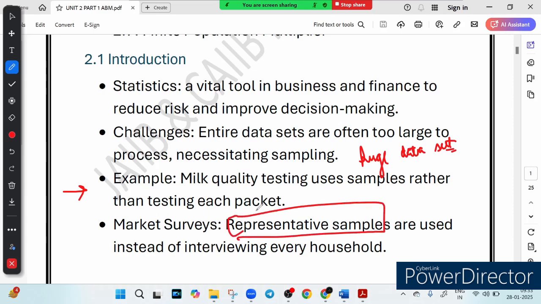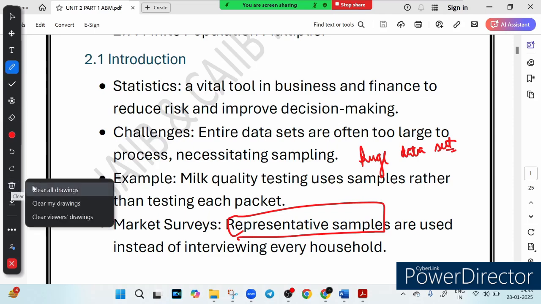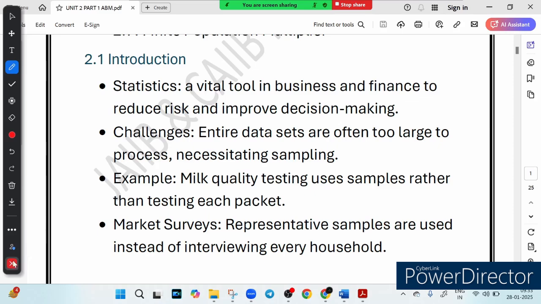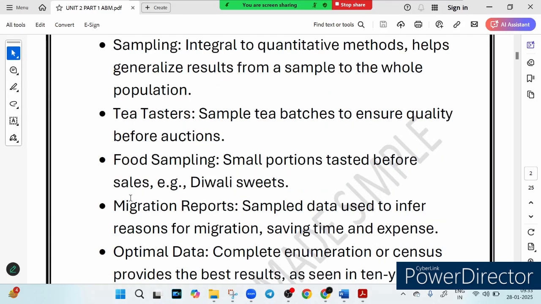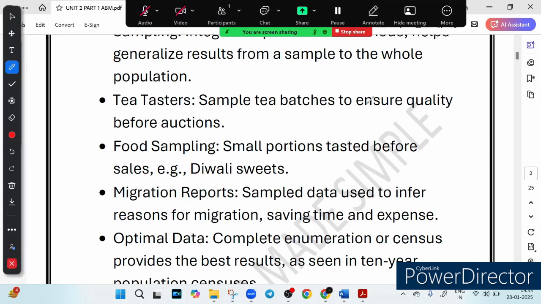Even in a tea auction, expert testers sample batches of tea to ensure quality before they hit the market, right? In the tea example also you can see what the expert does: the tea tester samples a tea batch to ensure quality before auction. So it is all about saving time and still making informed decisions, right?